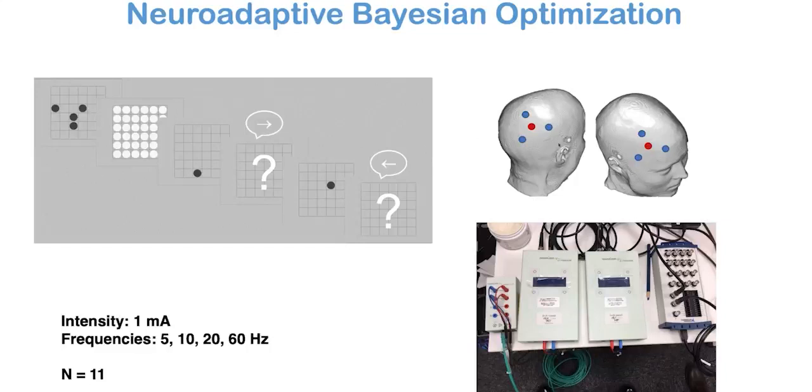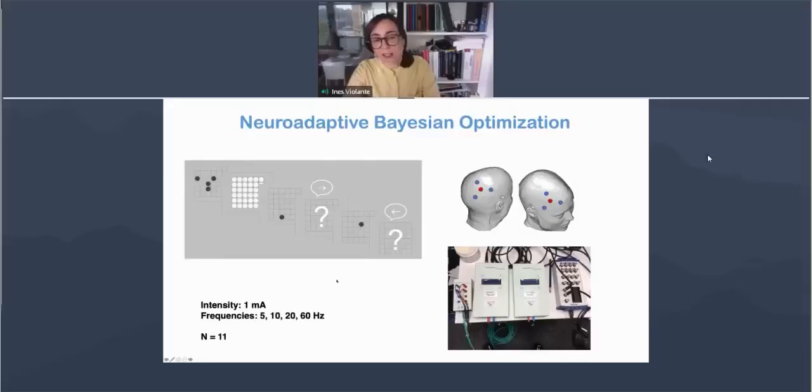And this is the montage that we're using at the moment. We're targeting these frontal-parietal networks. We have electrodes over frontal and parietal regions of the brain. At the moment, all our participants are receiving intensities of 1 milliamp, so we're not tweaking this. The only thing that we are playing with here is a 1D parameter space, a simple parameter space to try to define these functions and hyperparameters. So we're looking at just 4 different frequencies: 5, 10, 20, and 60 hertz.